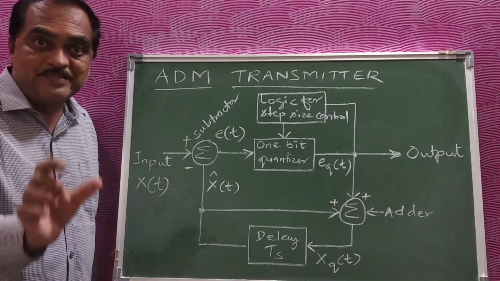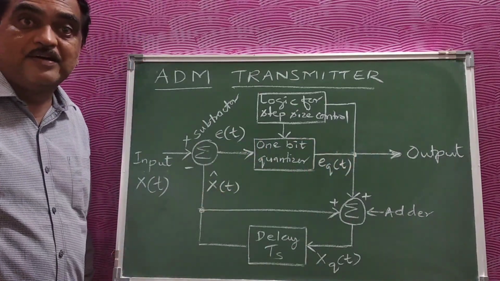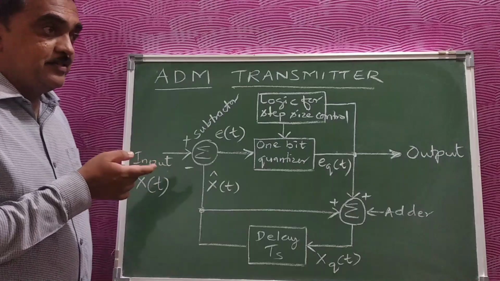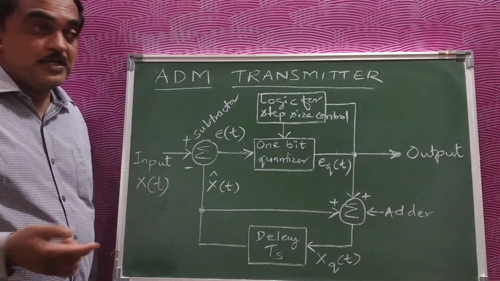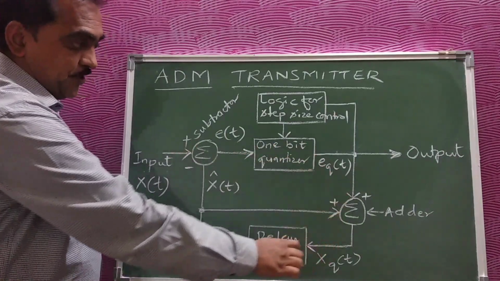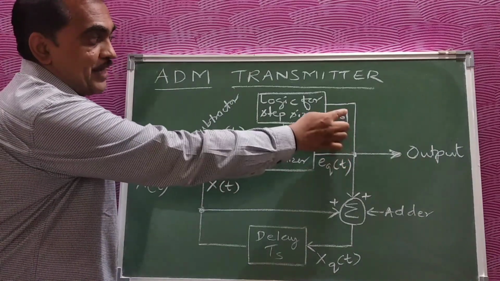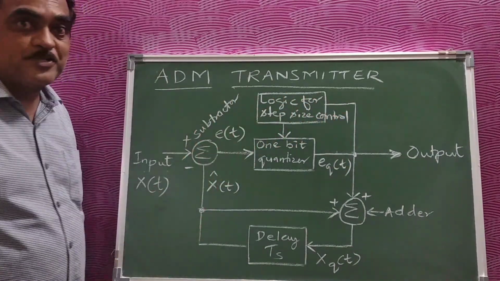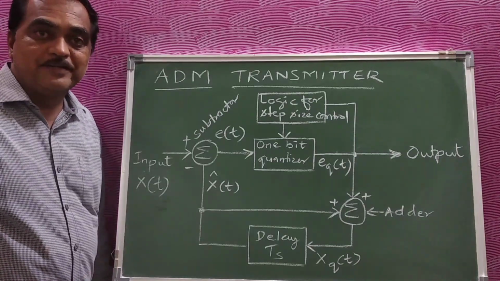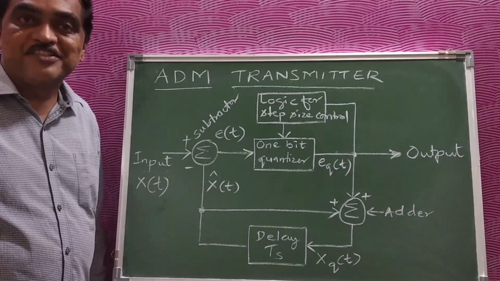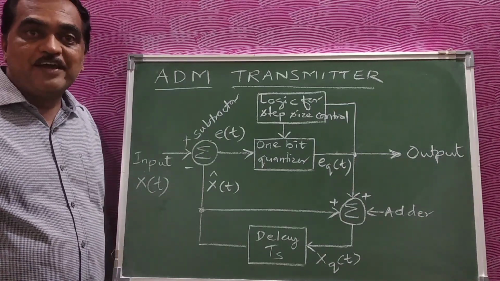The sampling time will remain the same, because for every sampling time you have to produce binary data, either 1 or 0. If the error is positive, it should be logic 1. If the error is negative, it should be logic 0. That means this complete circuit is the same as your delta modulation, but the only thing is that the logic for step size control is an extra thing we have in the adaptive delta modulation transmitter. So this is the block diagram explanation of the ADM transmitter.